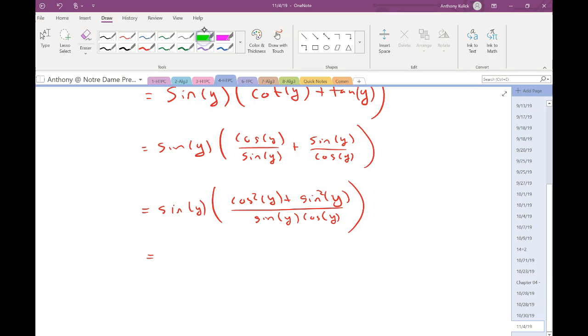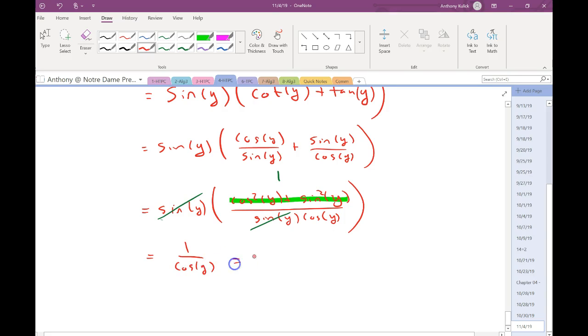So two things can happen, right? That is a Pythagorean identity. That's just one. Also, what else can happen here? I can do that. Everybody okay with that idea? So what I am left with is 1 over cosine y, which is secant.